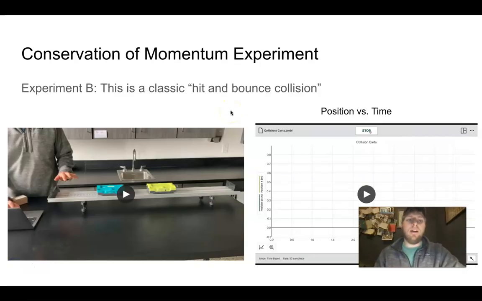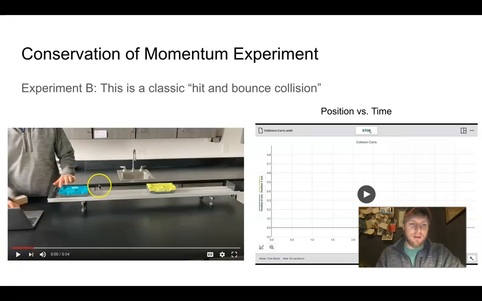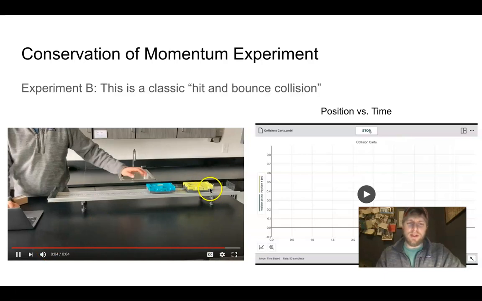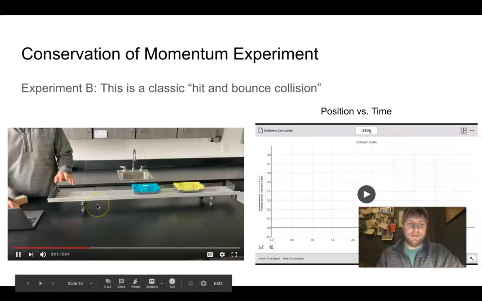So here we have a classic hit and bounce collision. It is either going to be more or less elastic. We'll see in just a moment what you think it might be. So in this case, our carts have these little plungers on them. So instead of hitting and sticking with the Velcro, now they're going to hit and bounce, hence the name hit and bounce. So check it out. We don't really care about that second collision there. What we care most about is this first collision here.